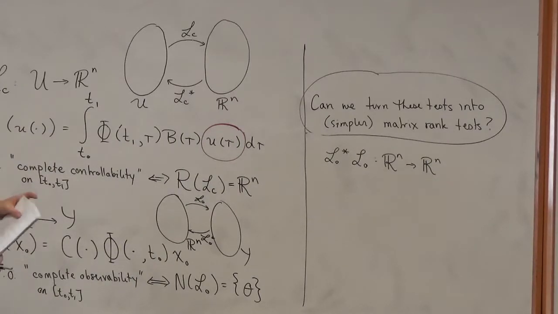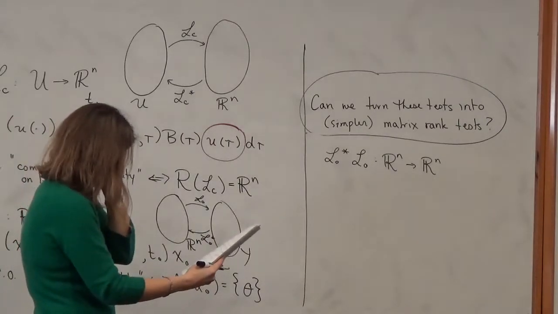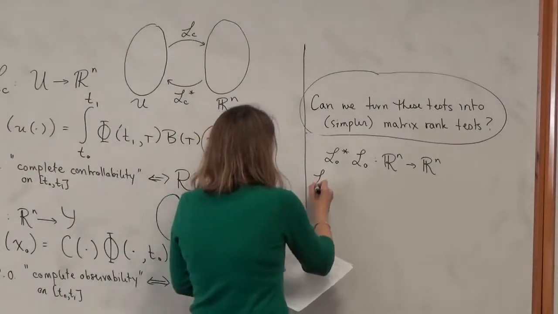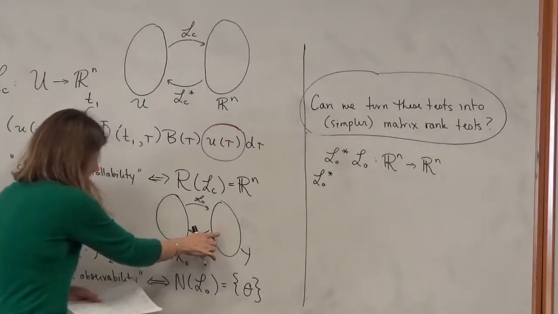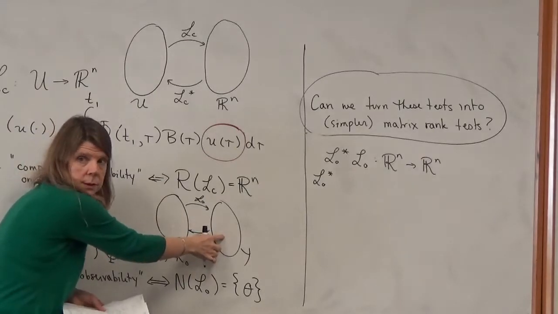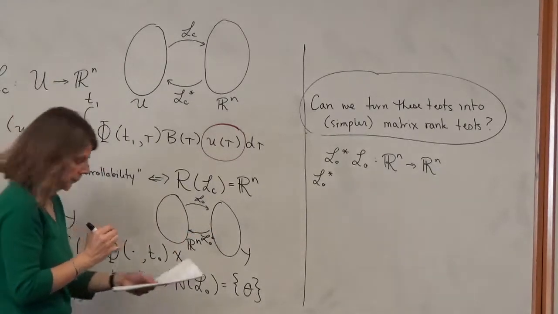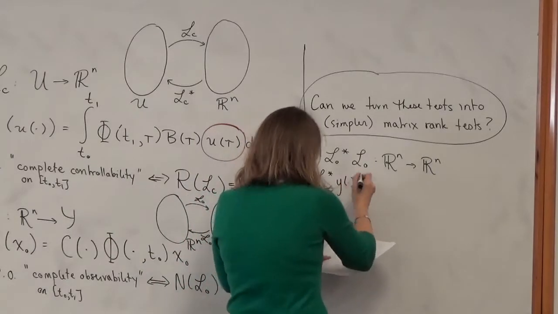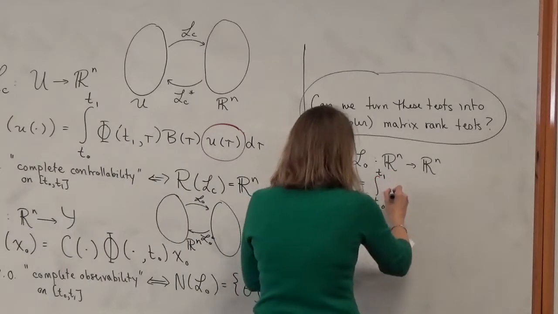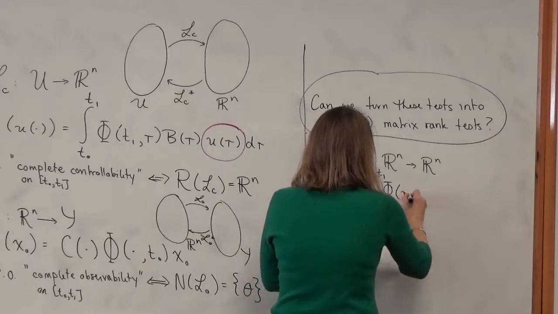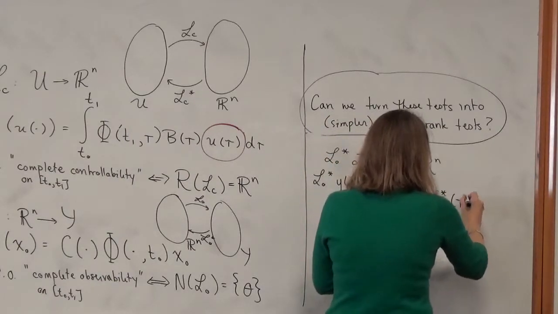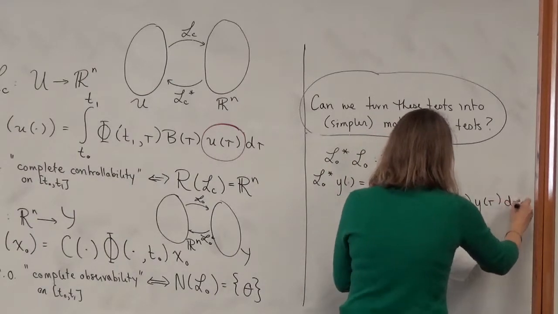You will find out as you do this exercise on the homework. Actually, did we write it down? I think I wrote it down and then erased it. But LO star, again, let's go back to our diagram. It takes an output function between t0 and t1, and maps it to a vector in Rn. It operates on a function, we'll call that y, and as you'll find as you derive this in the homework exercise, that's given by the integral of phi of tau, t0, C star of tau, y of tau, d tau.